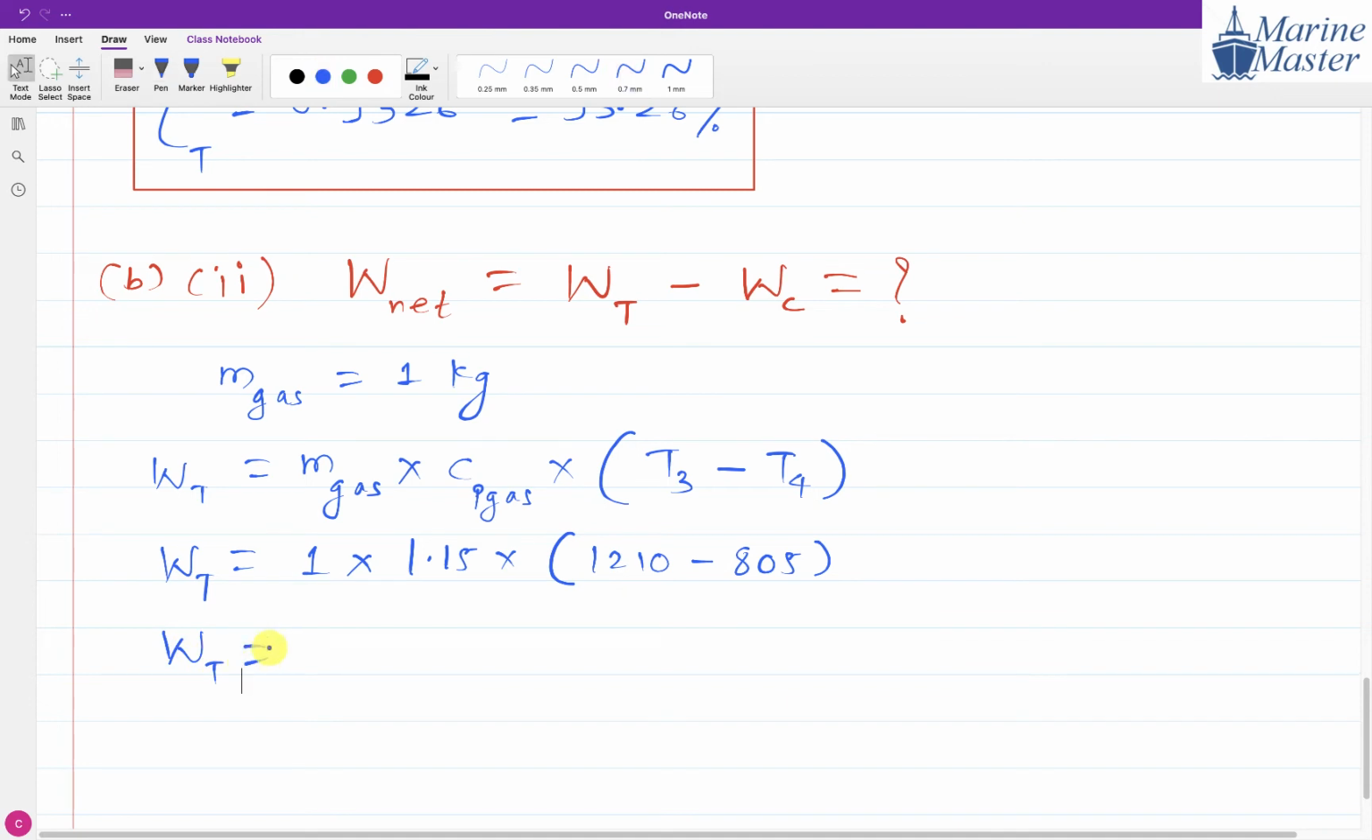Before going further, please everyone calculate these things. What is the answer everyone is getting? Wt will be 465.75 kilojoule, and this is on the basis of per kg of exhaust gas. Before going further, please everyone write down this discussion up to this Wt.